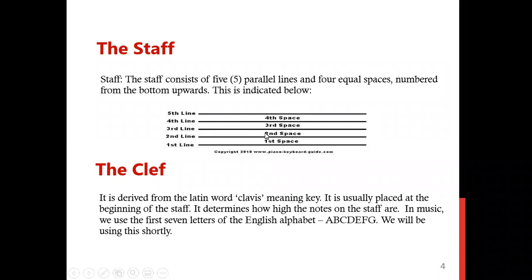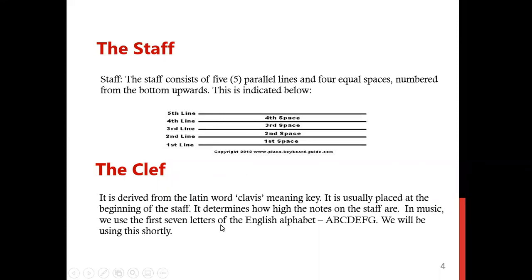Can you see the way I'm pointing my cursor? I'm pointing my cursor to the first space, the second space, the third space, and the fourth space right now. So basically, the staff consists of the 5 parallel lines and 4 equal spaces.